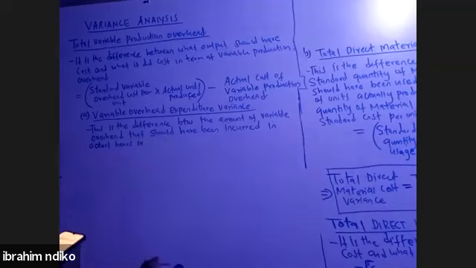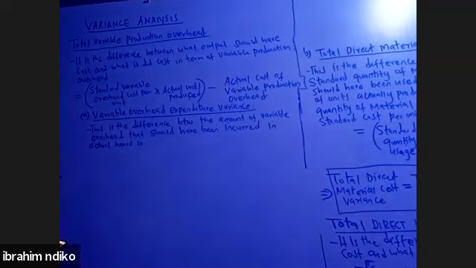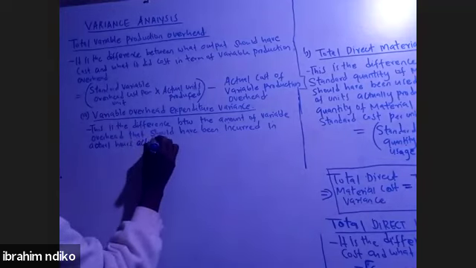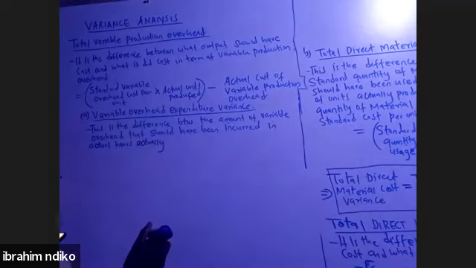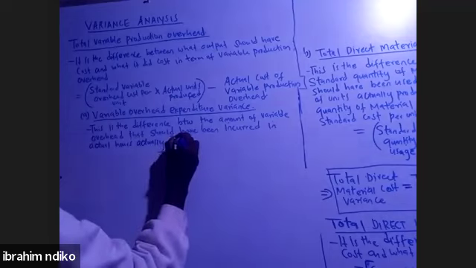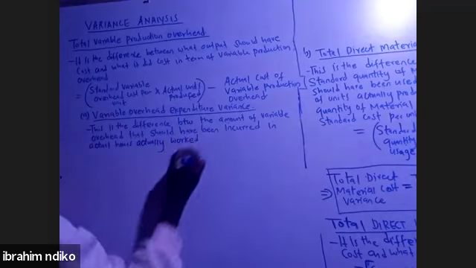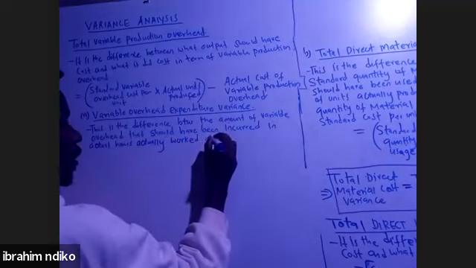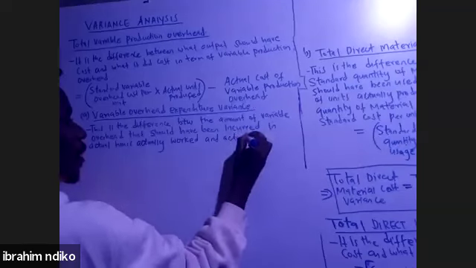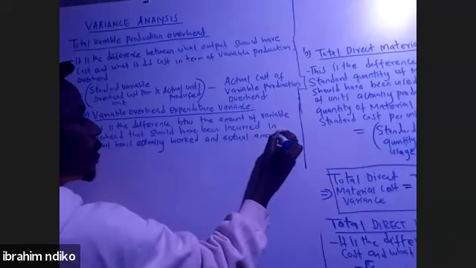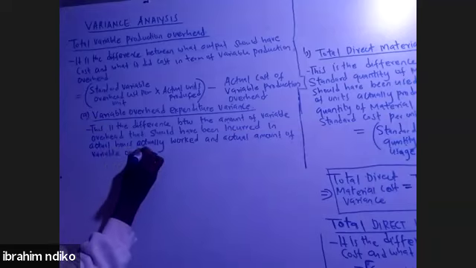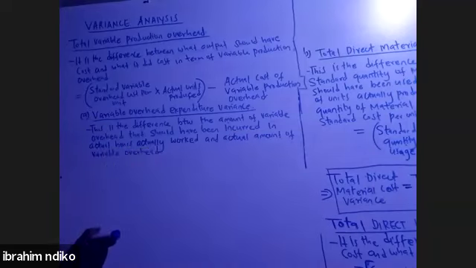So this is the difference between the amount of the variable overhead that should have been incurred in the actual hours actually worked, and the actual amount of variable overhead incurred.